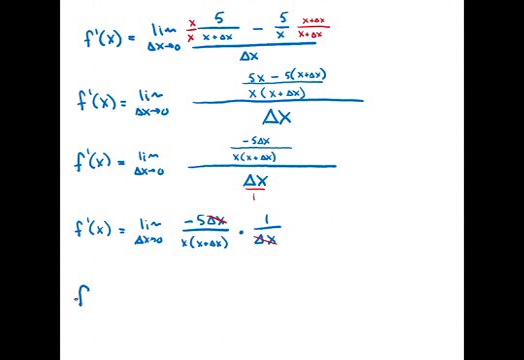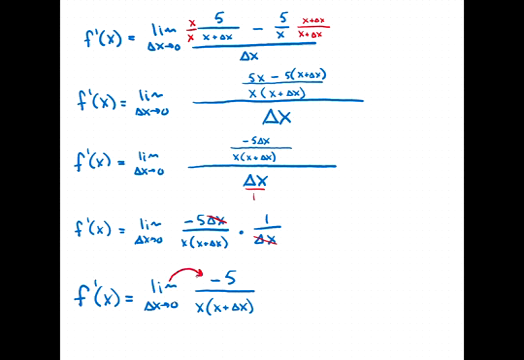All right, so derivative equal to limit as delta x goes to 0. So now let's see, what do we got? We have a negative 5 on top and an x times x plus delta x on the bottom. Okay, now this is all algebra, no calculus yet. We're finally at a point where we can apply the limit. So this is the step of calculus.